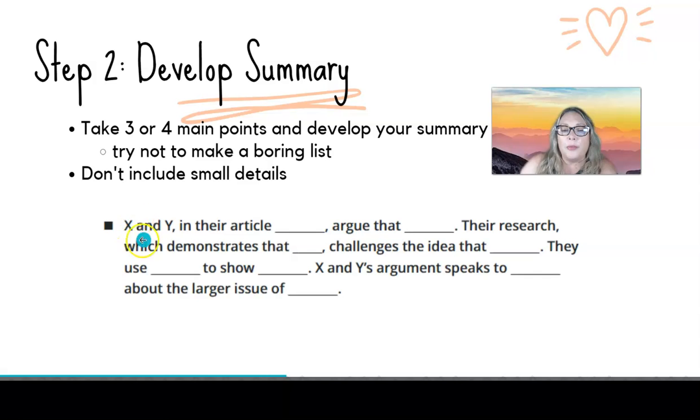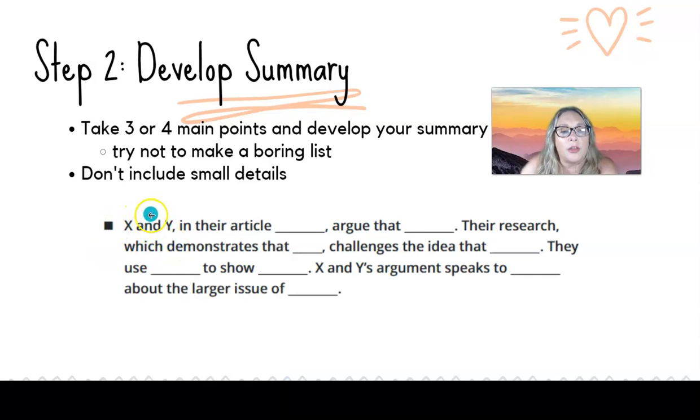So X and Y could be anything. It could be even one single author, right? In their article, the name, argue that, what is it? Their research, which demonstrates, right, what does the research demonstrate? Challenges the idea that, right, what do they use to show the example? X and Y's argument speaks to what about the larger issue? So it kind of gives you that general summary.